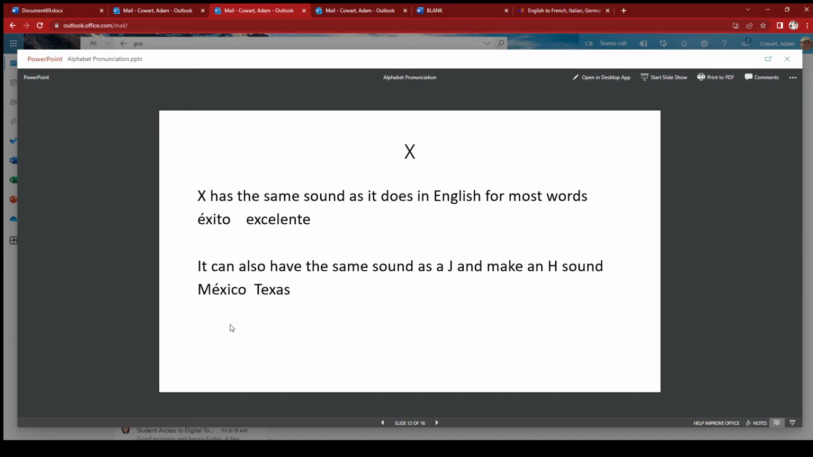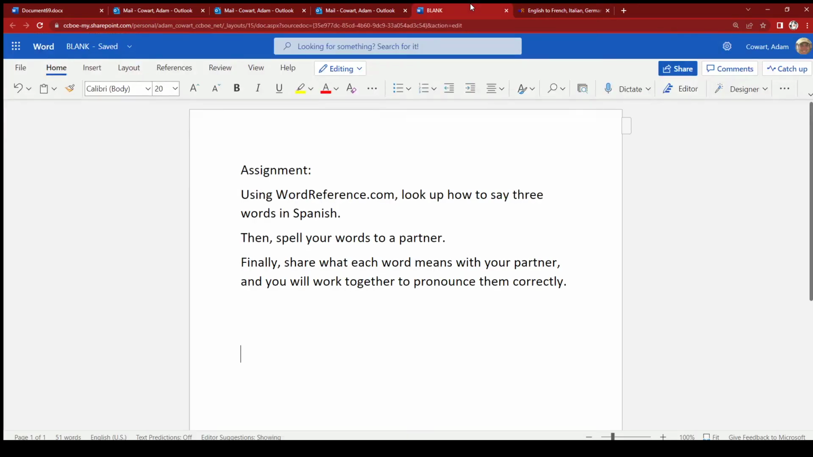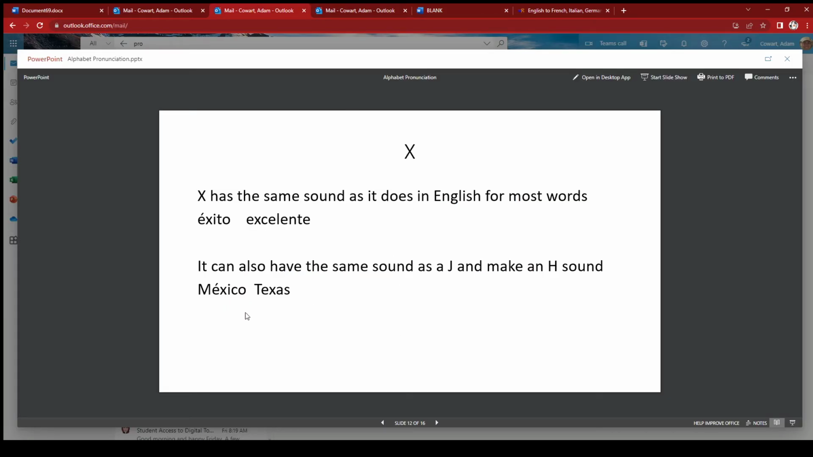X has the same sound as it does in English for most words, like éxito or excelente. It can also have the same sound as a J and go h in words like México, Texas, especially if a word is very old. Like, for example, many times we would write the name Alejandro like this, Alexander, Alejandro, but you could also say Alejandro. And I believe that's an older spelling. So it used to be more common to go ha. México, Texas.